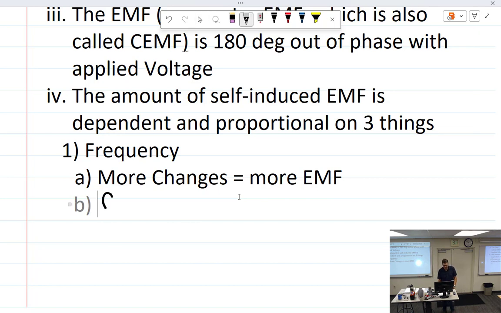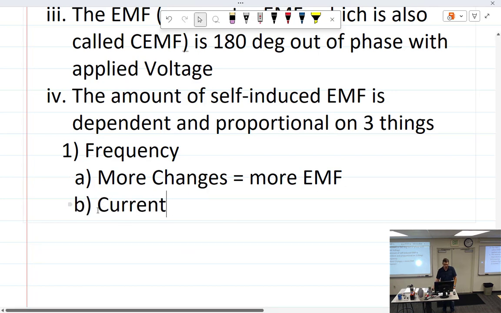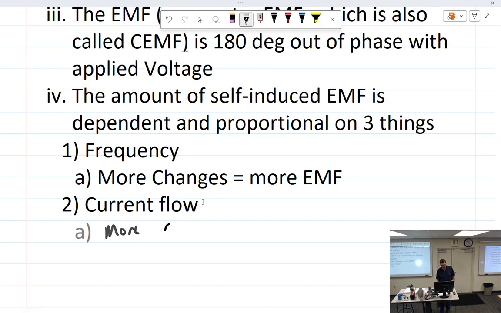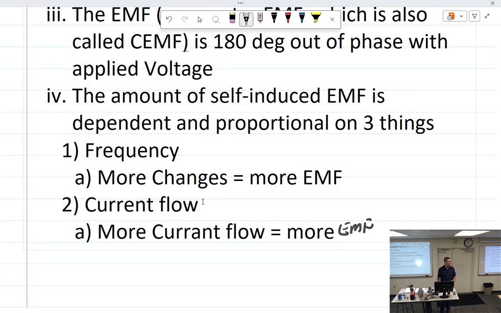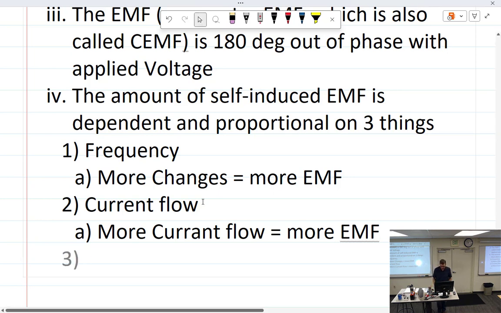Current flow. More current flow equals more EMF. So the more current we have, the stronger the magnetic field, the more of a problem we have. Would that be CEMF? Sure, we can call it that.